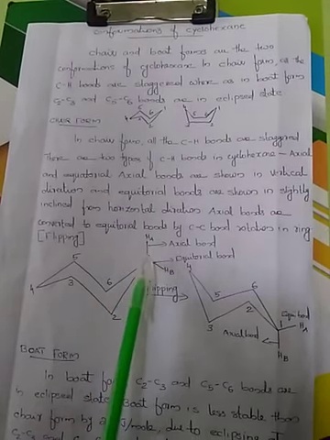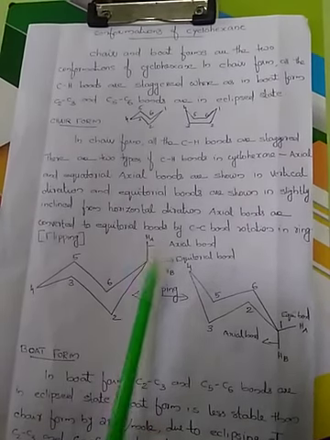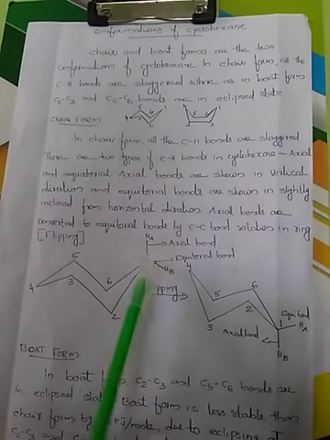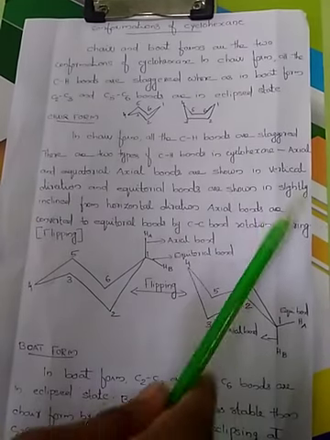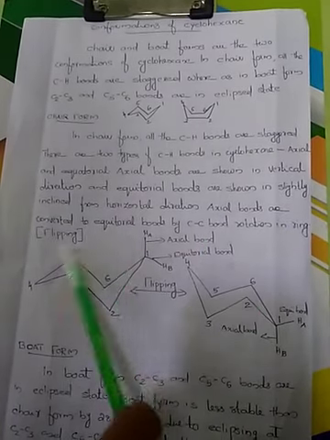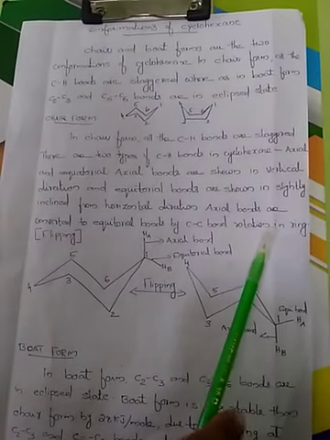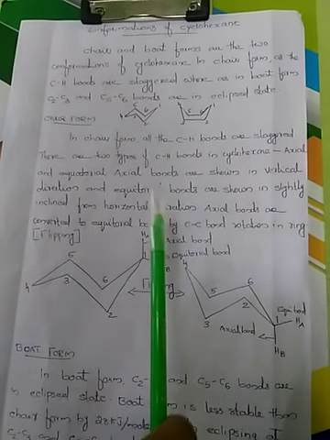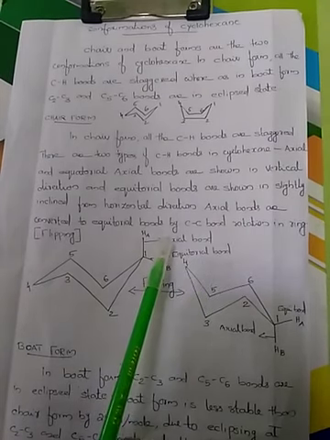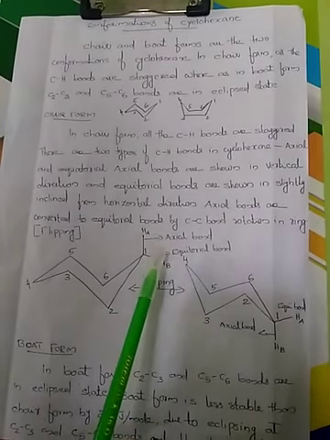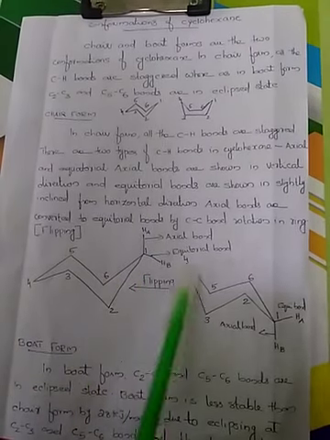The vertical bond HA from this first carbon atom, this HA bond, this is the axial bond. Then this slightly horizontal position, this bond, that is equatorial bond. Axial bonds can be converted to equatorial bonds by carbon-carbon rotation in the ring, that is known as flipping. So, we can convert axial bond to equatorial bond by rotation of the carbon-carbon bond. That flipping you can understand through this diagram.